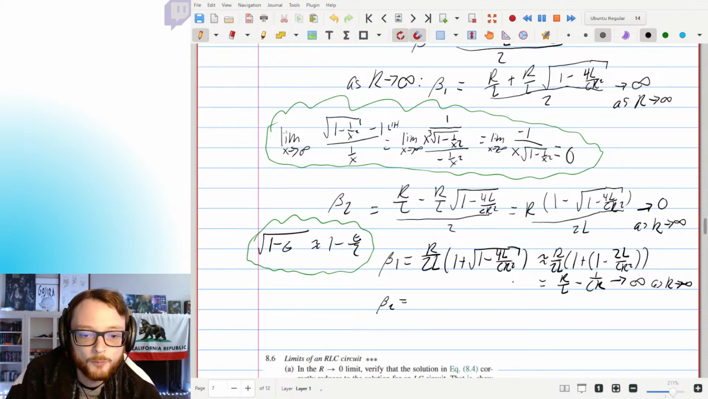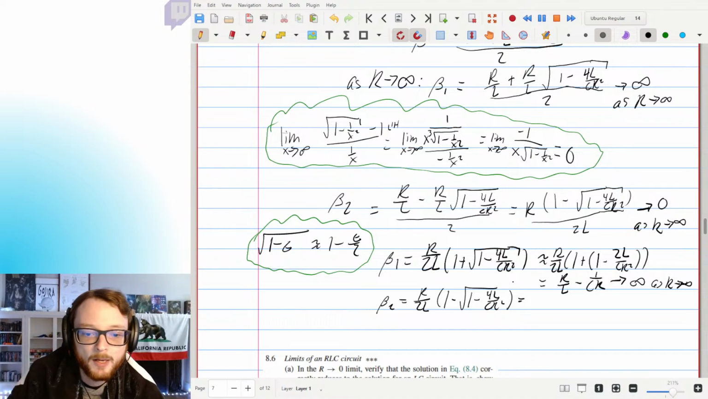What about beta 2? R over 2L times 1 minus root 1 minus 4L over CR squared. Exact same thing, but we'll have a minus inside now.